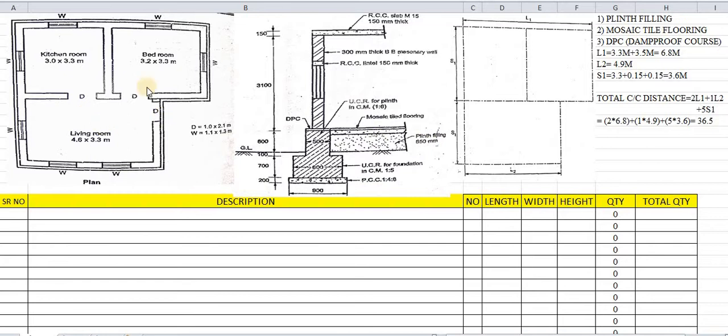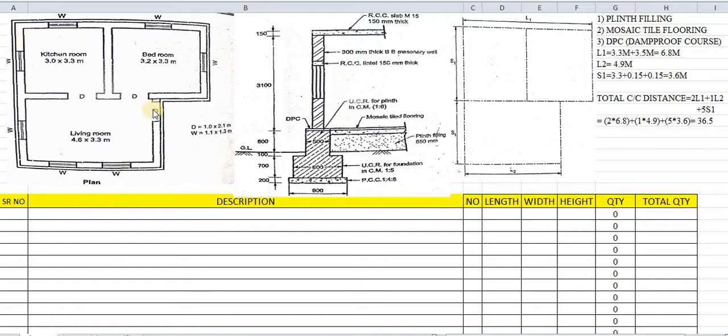Before that, we have to draw the center line plan. The center line has to be drawn passing through the center of the wall. So what is the wall thickness? Here in this plan, it is clear that the wall thickness for all the sides of the wall, including the interior walls, is 300 mm. In the section it has been mentioned as 300 mm thick brick masonry wall. This hatched portion indicates the brickwork, which has a thickness of 300 mm.